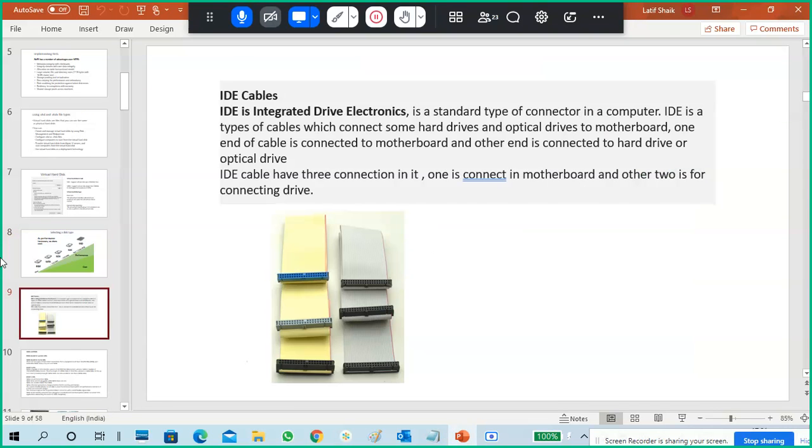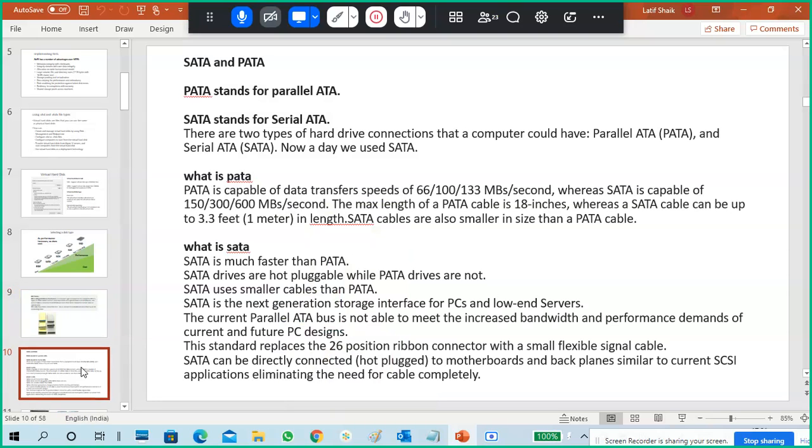If you go with the IDE connectors, you can see those ribbon cables, integrated drive electronics. This is a ribbon cable. One part goes to the motherboard, the other two go to the CD-ROM or hard disk. So each cable can connect two disk drives. You can connect two hard disks, two CD-ROMs, or one hard disk and one CD-ROM using these cables. These are IDE cables.